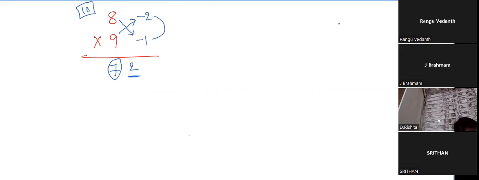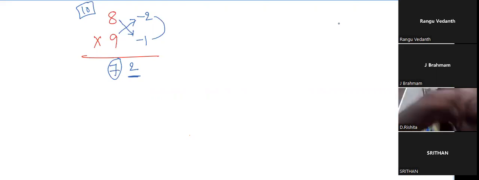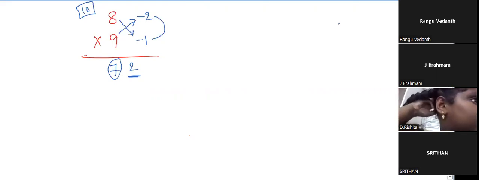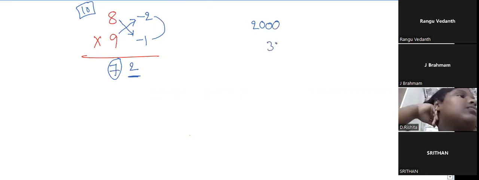Got it? Okay, sir. Like 10 or 100 or 1000. Sir, can we even use 20 as a base? Yeah, 20 bases also we will see in future. But 20, 200, 2000 or 300, 3000. Those bases also we will see.